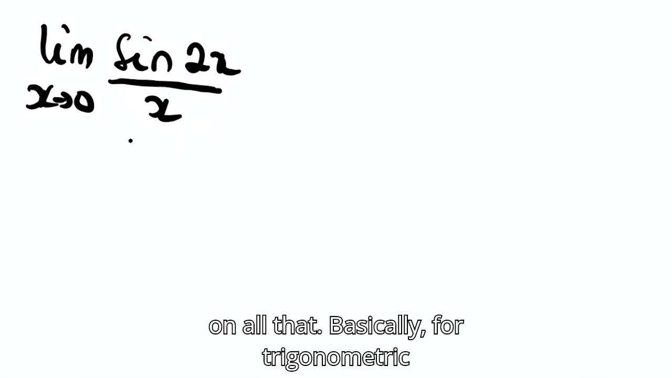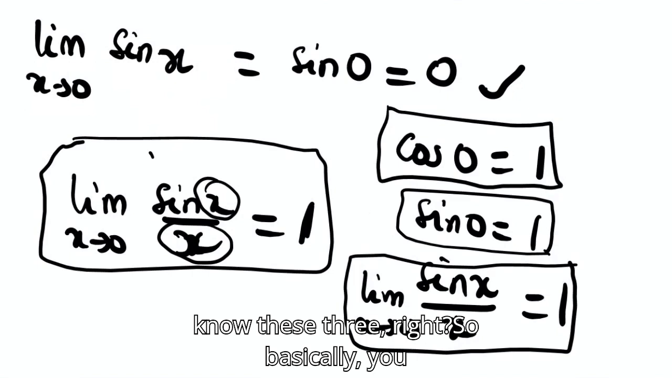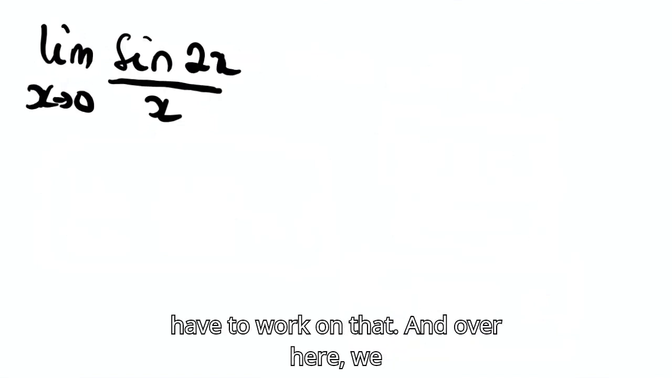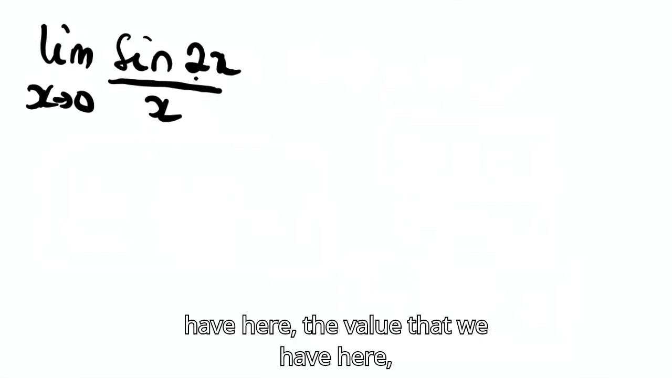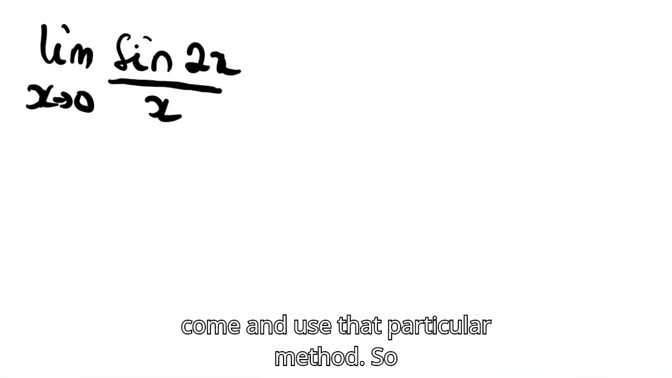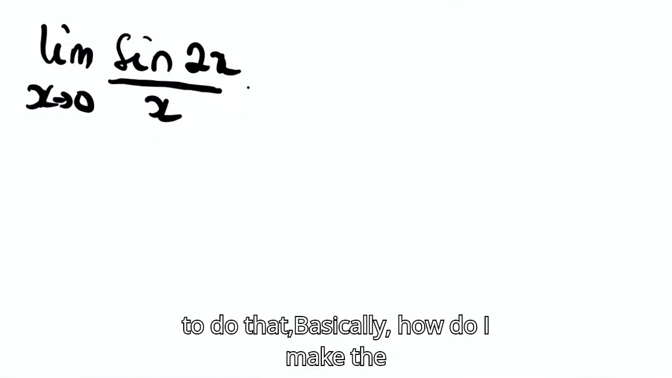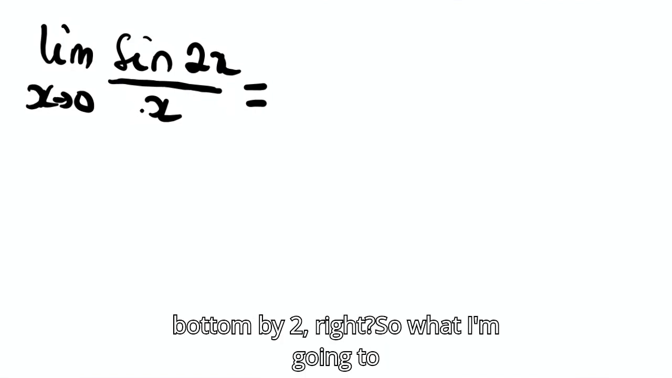Basically, for trigonometric functions, you have to know some of the basic things, like the ones that I just showed you over here. You have to know these 3. And over here, we need to make sure that the value that we have here should be the same as the denominator before you can use that particular method. So to do that, how do I make the bottom also become 2? I need to multiply the bottom by 2.